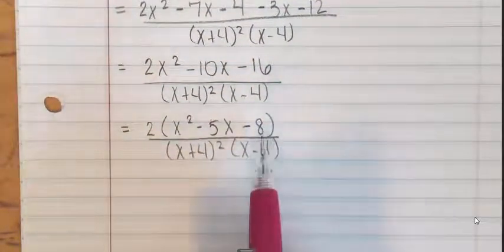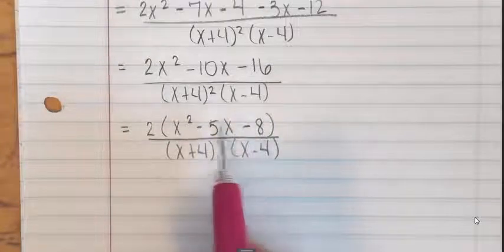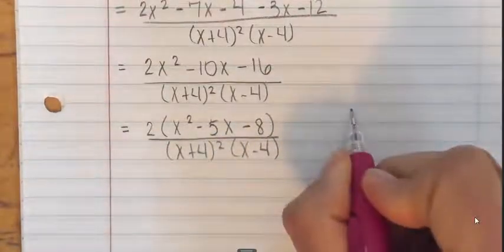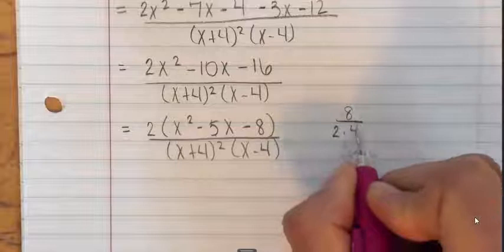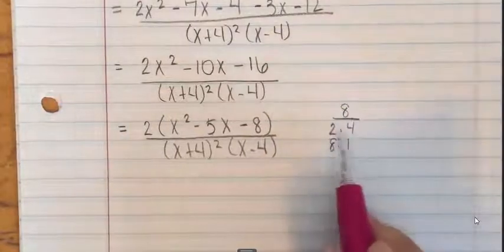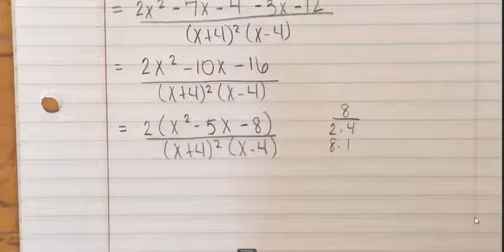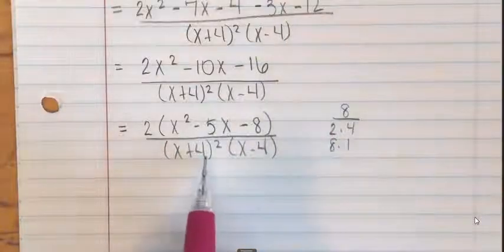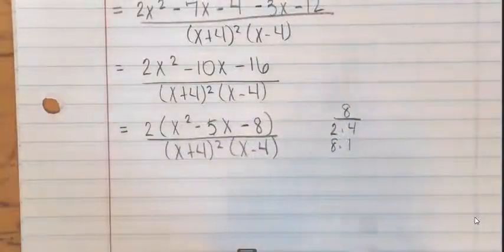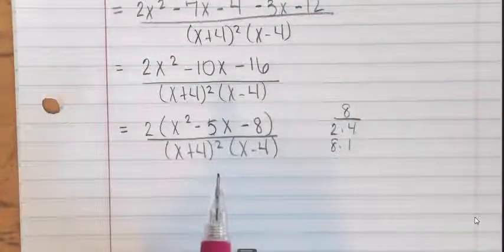Now from there, I'm going to look for factors of 8 that potentially will give me 5. So factors of 8 are like 2 and 4 and 8 and 1. Can I add or subtract any of these to get 5? I don't think so. So I think there's no more factoring that can be done. Let me look here in the textbook.